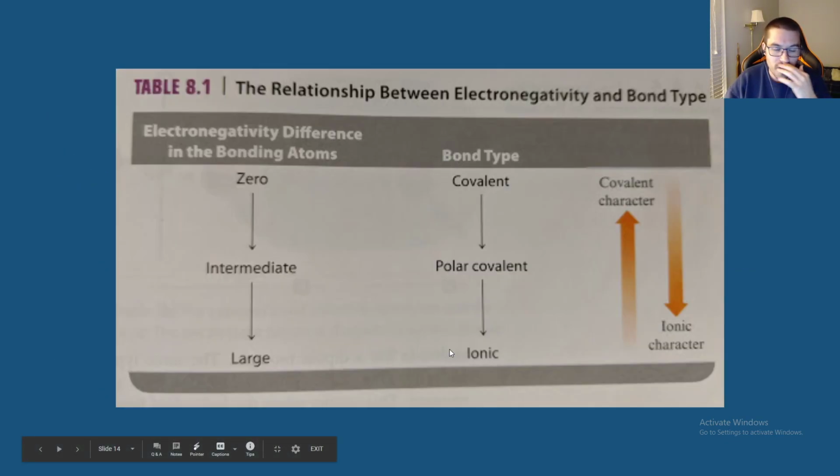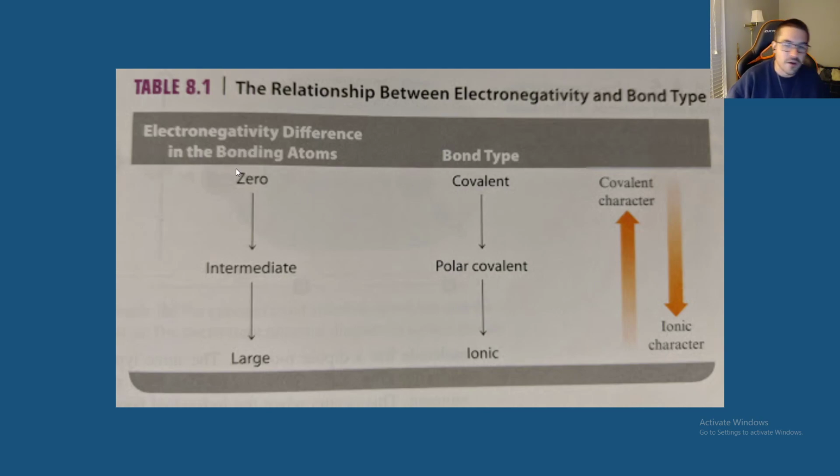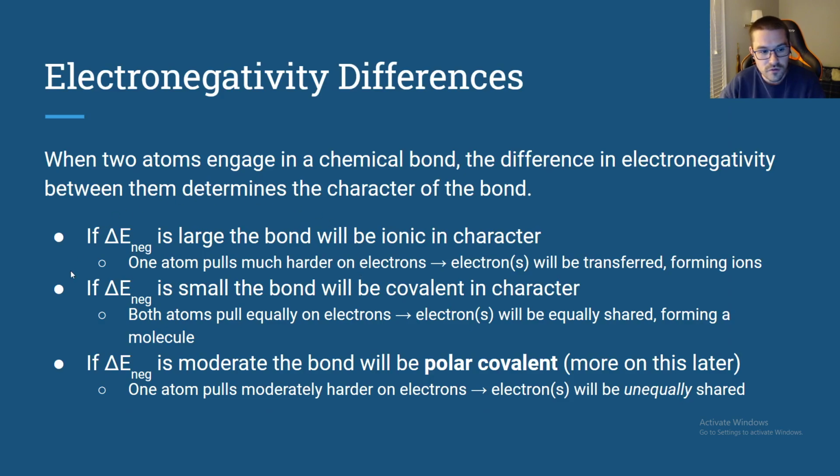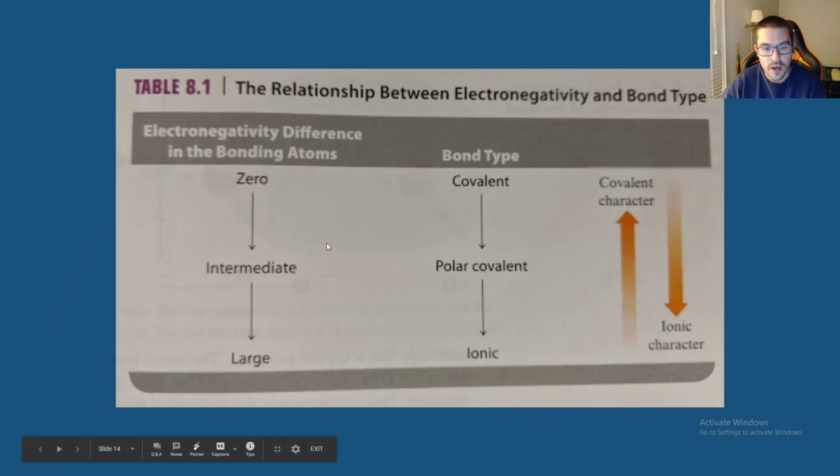Let's talk a little bit about covalent bonds. But first here, there is a nice little picture. You can find this graphic in your book. It's in Chapter 8, Table 8.1. This is just a graphical way to look at what I just explained. If the difference in electronegativity is 0, it's a covalent bond, and it's got high covalent character, okay?